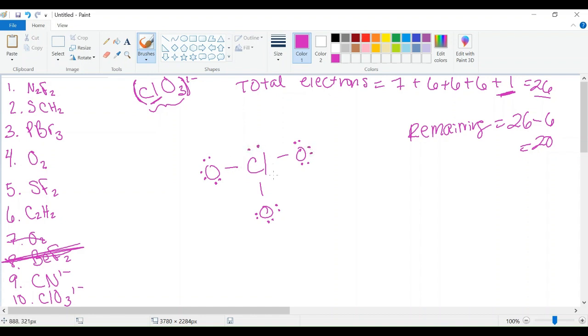Would you look at that? We love it when that happens. We don't even have to figure out anything else because everybody's octets are satisfied.